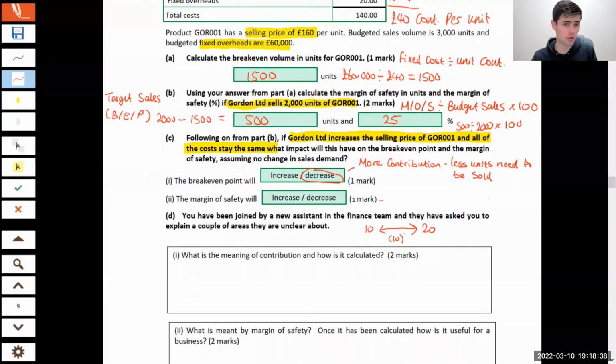If all of a sudden I've raised the selling price, my contribution increases, I now only need to sell 5 units to break even. You can very quickly see, can't you, that actually the margin of safety is getting bigger. If I need to sell less, I have more of a margin, okay? So margin of safety is actually going to increase because the break-even point is lower. So we just said, break-even point, that's lower. So the margin is extended.